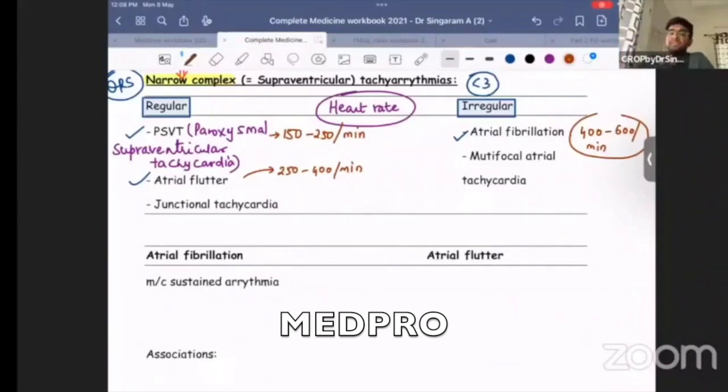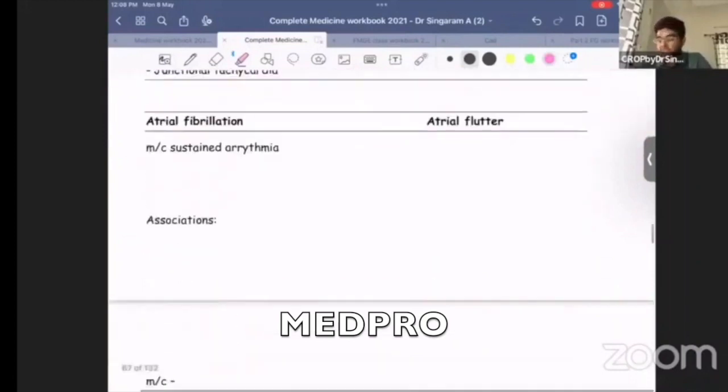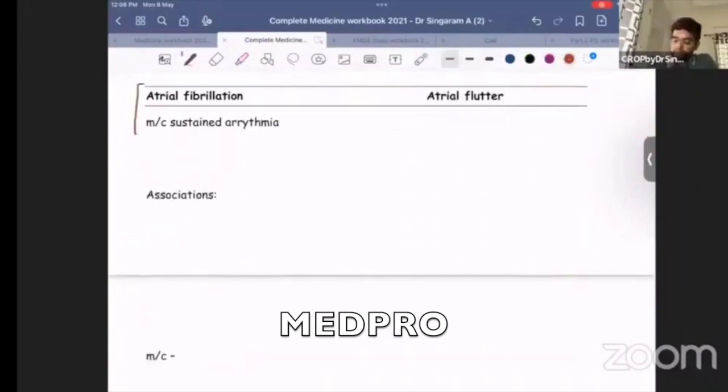So 3 names, don't forget in this category. One would be PSVT, next one would be atrial flutter, and third one is atrial fibrillation. Now, any idea out of these 3, which we are going to discuss in detail, which is the most common sustained arrhythmia? It is already written. What is that? This is the most common sustained arrhythmia.